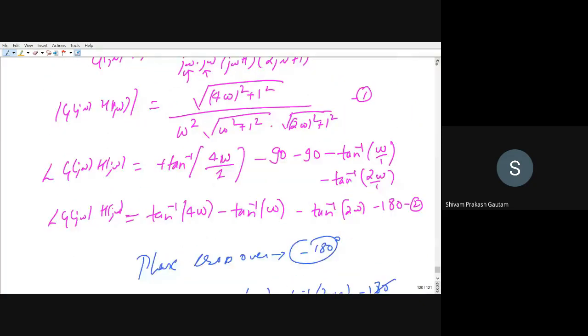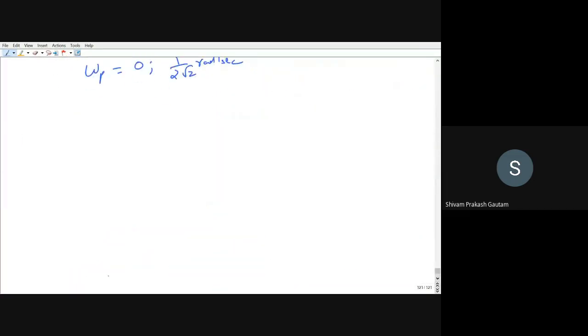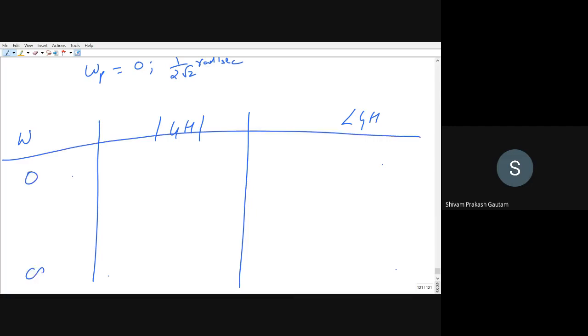So now what we will do, we will build up the table. So let me take two expressions. So we will be having omega, magnitude of open loop transfer function, and phase of open loop transfer function. And we will vary omega from 0 to infinity and make sure to include this point, that is 1 upon 2 under root of 2. So you have to select some points which are less than this, and some points which are more than this. That means you have to select some intermediate point between 0 and 2 root 2.